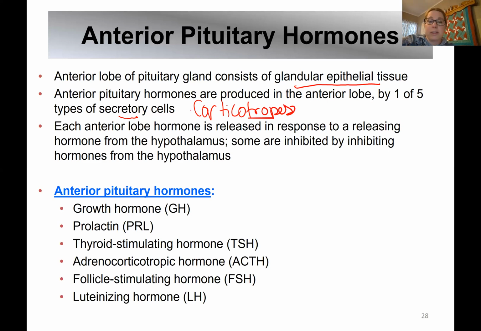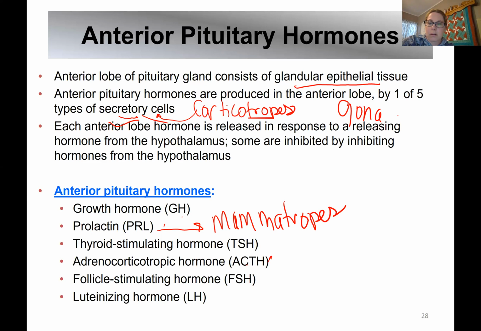are going to be a type of secretory cells that are going to secrete this hormone, adrenocorticotropic hormone. Okay, prolactin, that is used in milk production in females. Mammotropes, secretory cells that produce this type of hormone. Okay, gonadotropes would secrete FSH and LH, luteinizing and follicle stimulating hormone. Somatotropes would secrete growth hormone.